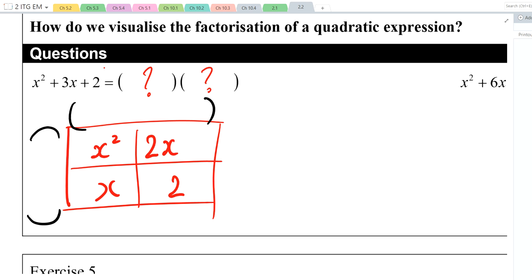3x and 0 also. When we add everything up, we get x squared plus 3x plus 2, right? How about 0 and 3x? Also possible, right? How about 1.5x and 1.5x? Also possible, right? Oh, you have so many, how to choose?